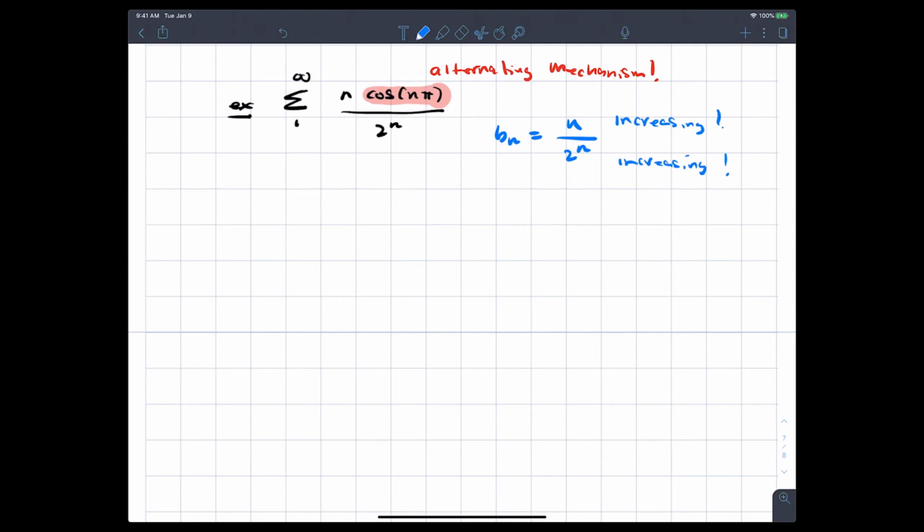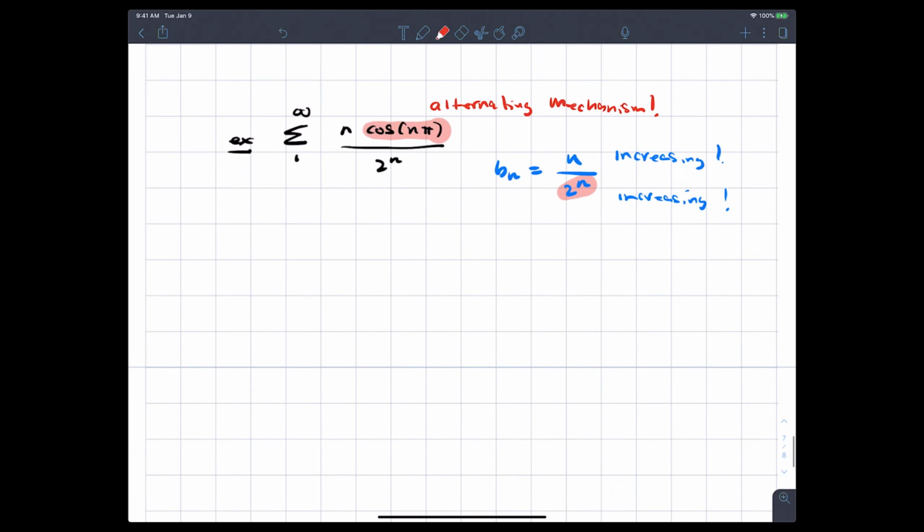Increasing. However, which one's increasing faster? Is it the numerator or the denominator? Exponential growth, ladies and gentlemen, is the fastest growth. Nothing grows faster than exponential growth. You know, n is 1, it's 2. And then n is 2, it's 4. And then n is 3, it's 8. And then 2 to the 4th will be 16. And then 32. And then 64. So my denominator is growing much faster than the numerator.